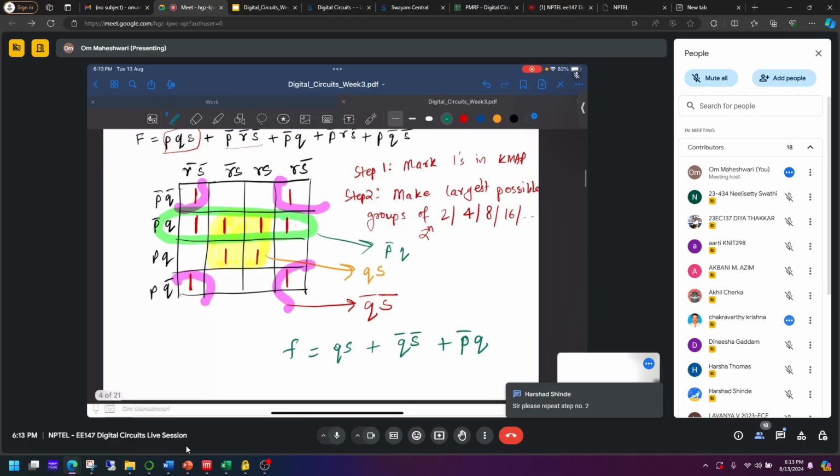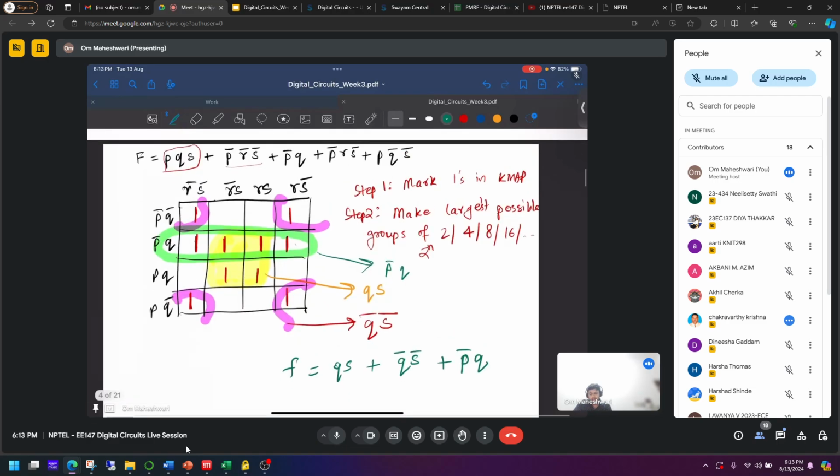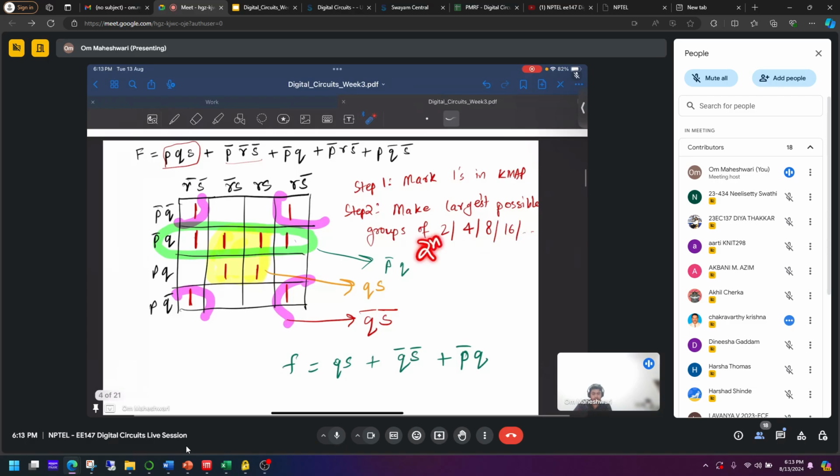Okay, Harshal. What we have done till now is we marked ones according to these terms. We marked ones in the K-map. Then what we have to do is make the largest possible groups. Groups of 2, 4, 8, 16, groups of 2 to the power n terms. Like these are four ones, so I will always make the largest possible groups.